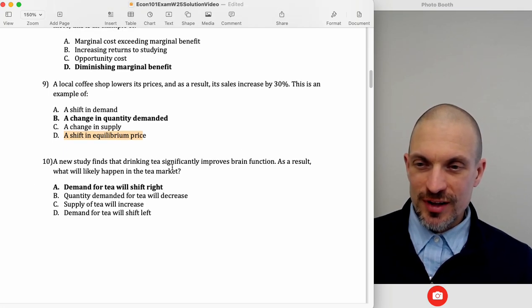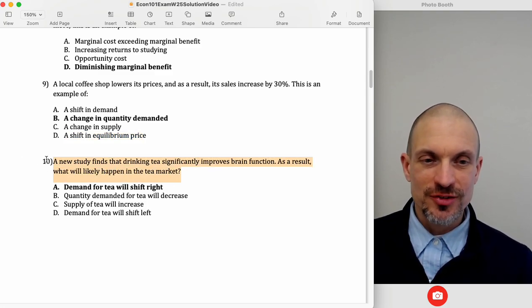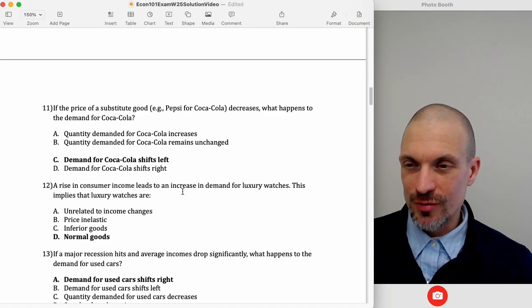A new study finds that drinking tea significantly improves brain function. As a result, what will happen in the market for tea? Oh, we should expect an increase in consumer tastes and preferences. That's one of our demand shifters. We expect demand for tea is going to shift to the right.